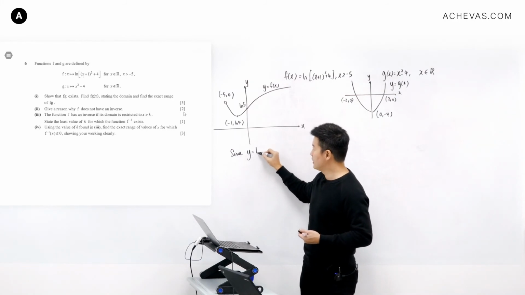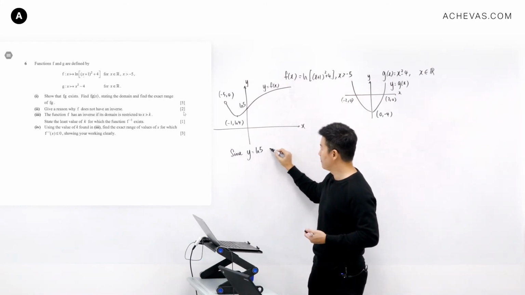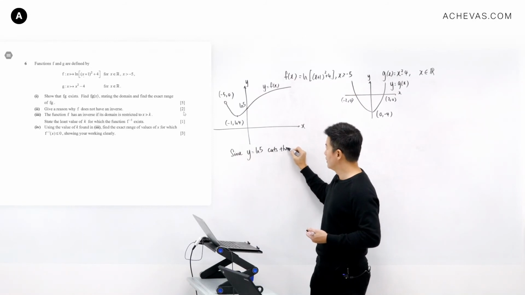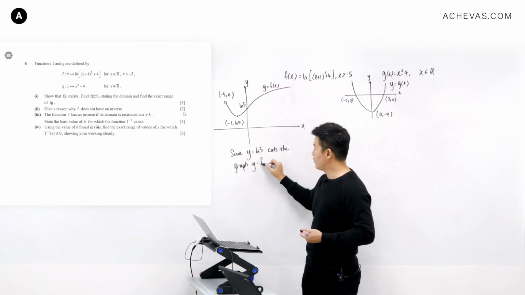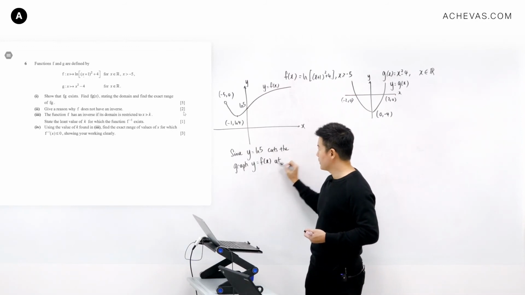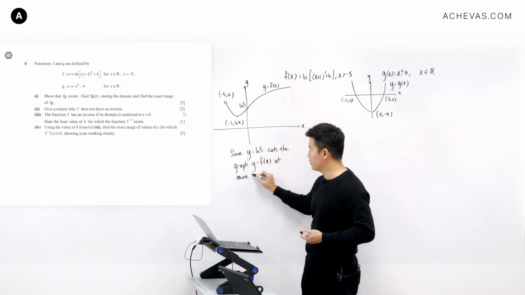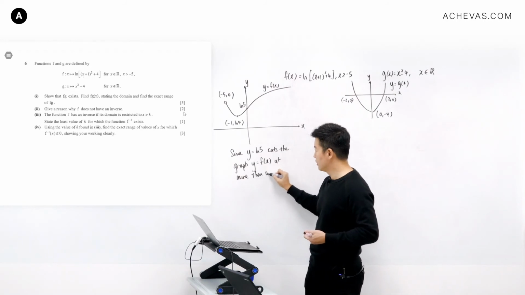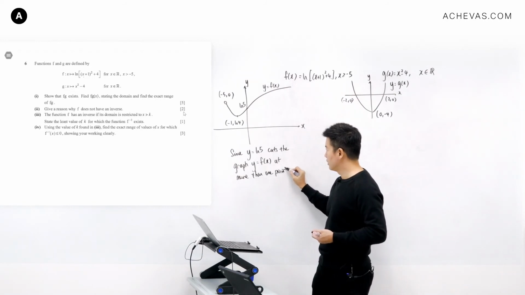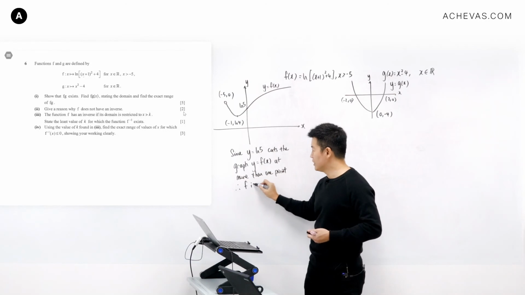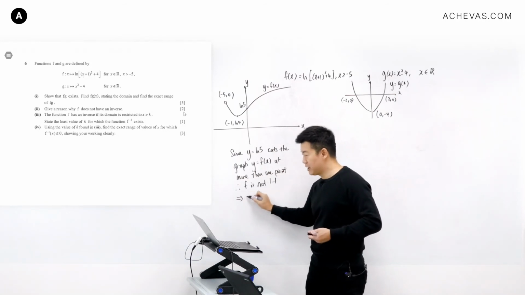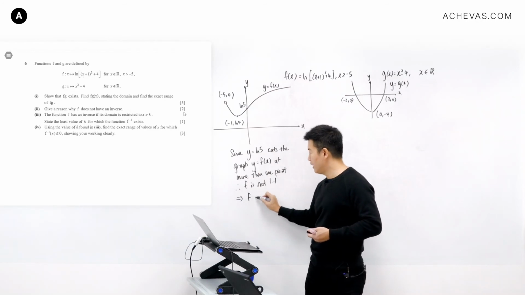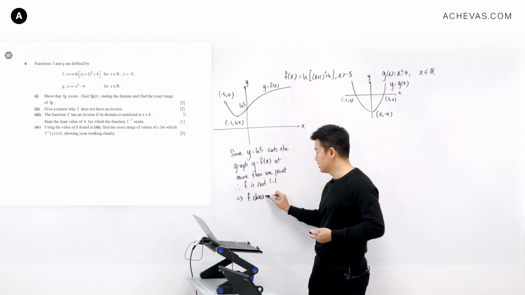Since the line y = ln 5 cuts the graph of y = f(x) at 2 points, or at more than 1 point, therefore, f is not a one-to-one function. This implies that f does not have an inverse.